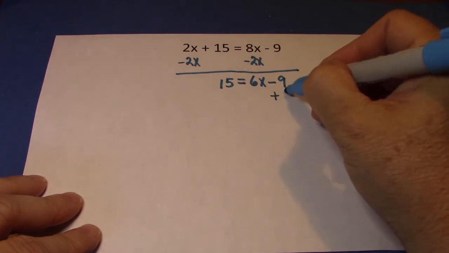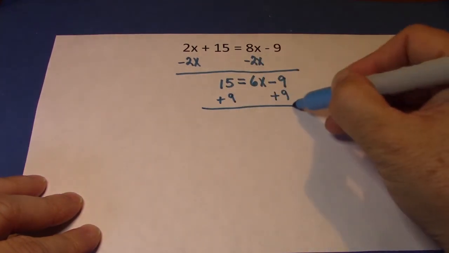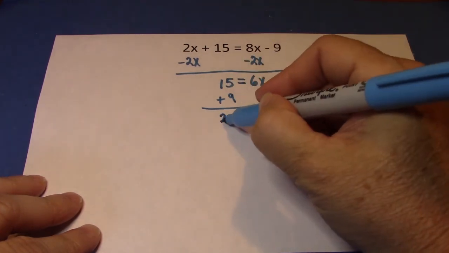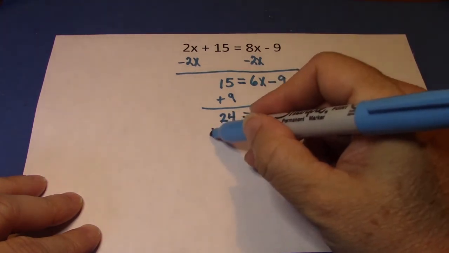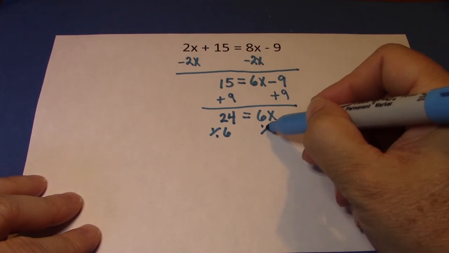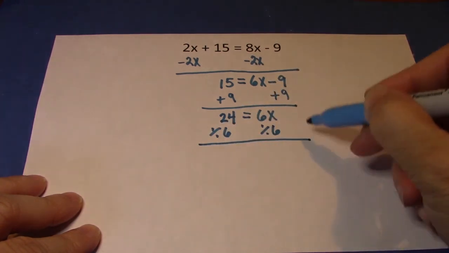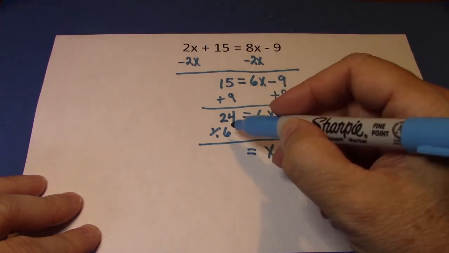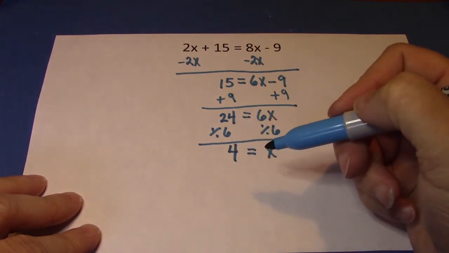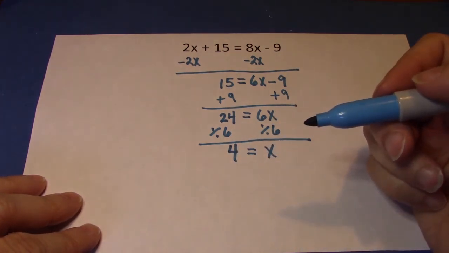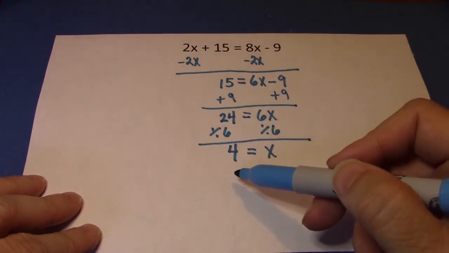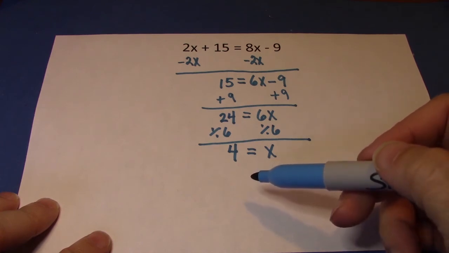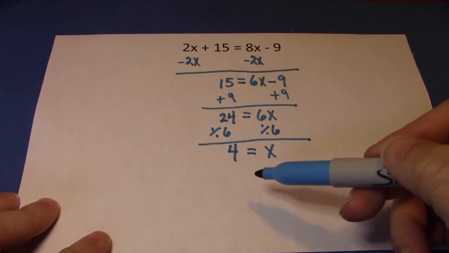So now we'll add 9 to both sides. That will leave us with 6x on this side, and 15 plus 9 is 24. Now we'll divide both sides by 6. Why? Because x is being multiplied by 6, so we're going to do the opposite. Divide by 6. That leaves us with x on this side. 24 divided by 6 is 4. So the answer is x equals 4. In fact, I say x equals 4, but it looks like 4 equals x. That's, of course, perfectly okay. It's all right to have the variable on either side of the equal sign.